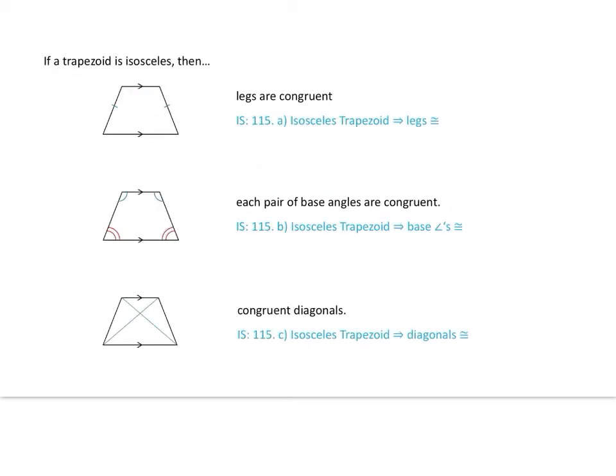Next, let's look at their properties, properties of an isosceles trapezoid. So if a trapezoid is isosceles, then the following statements are true. The legs are congruent, so you can see that each leg is the same length. So isosceles trapezoid implies legs congruent. Each pair of base angles are congruent. So these two are congruent, and then these two are congruent. And then the diagonals are congruent.